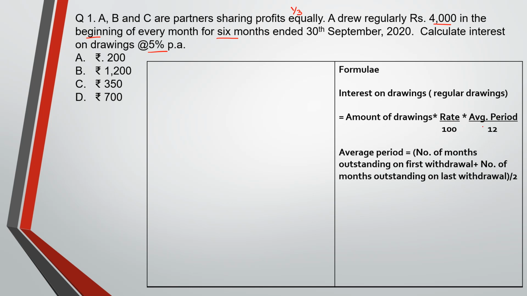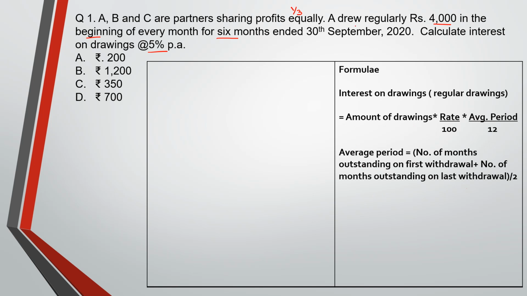So here, the average period, how do we calculate? We take the average of the number of months for which the first withdrawal was outstanding. To that we add the number of months outstanding on the last withdrawal and then divide by 2 to get the average period. So to start with, we will first calculate the total amount of drawings here.